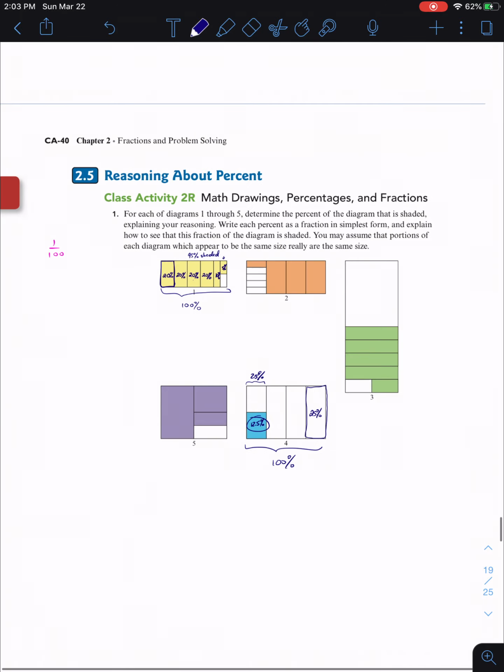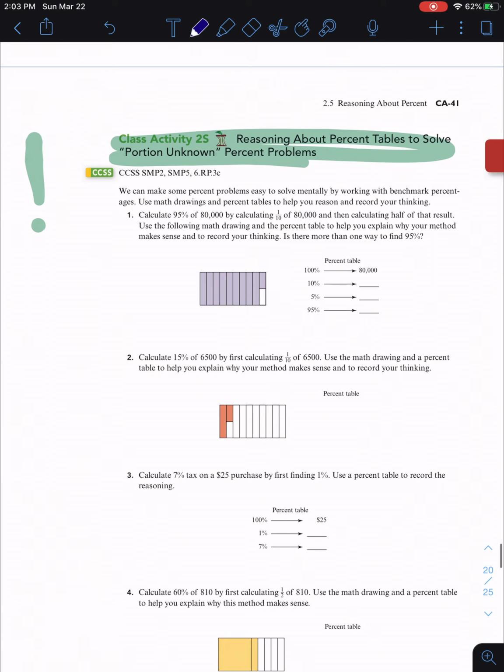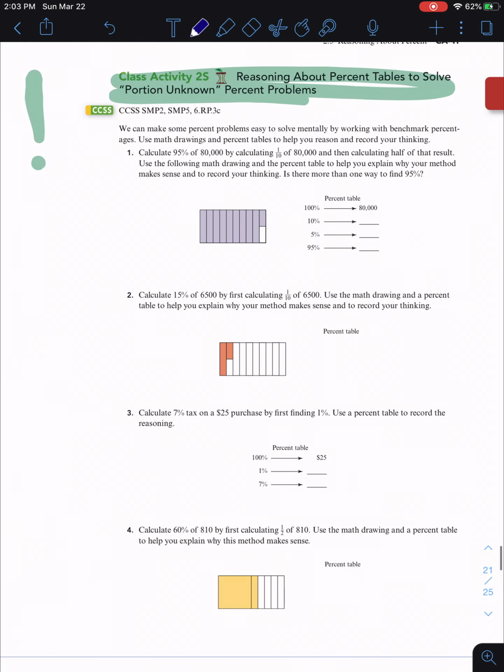You can work on the other regions as well. It's not a core activity, but it's good practice. Let's look at the core activity 2S, where it's asking us to use 2 different methods, so the picture and the percent table, to figure out a value of, let's say, 25% of 80,000. And it's giving us a lot of information and suggestions as to how to do that.